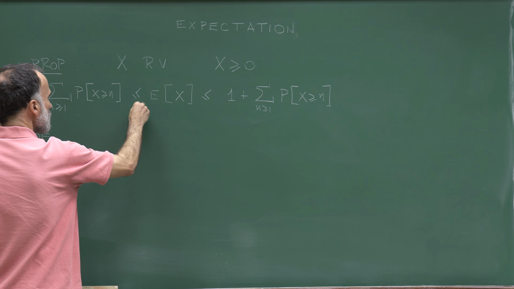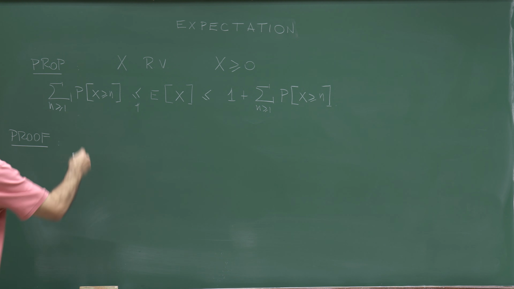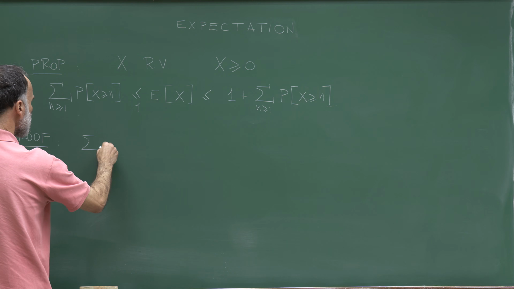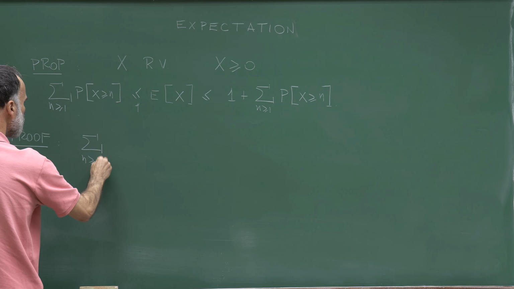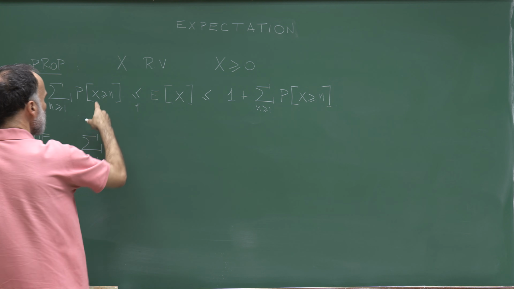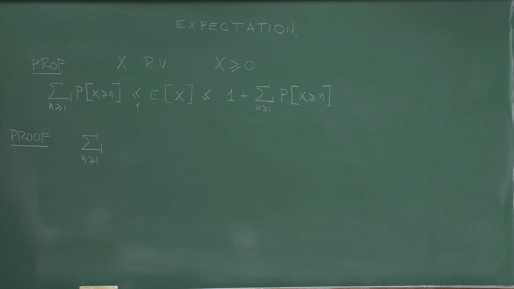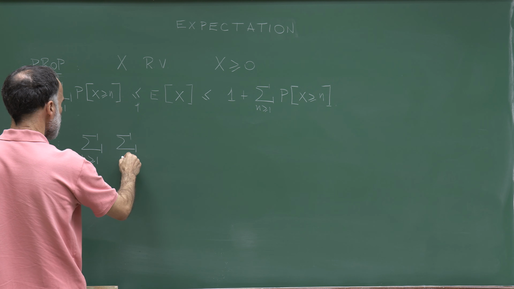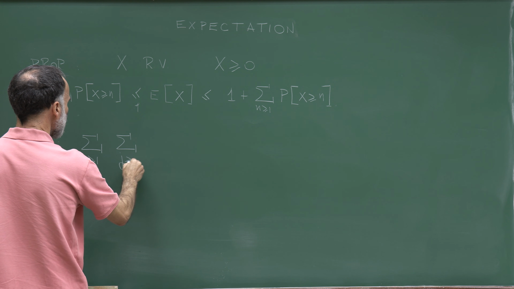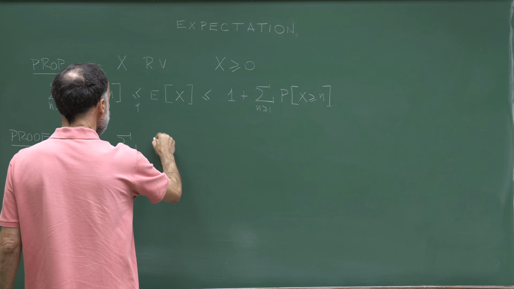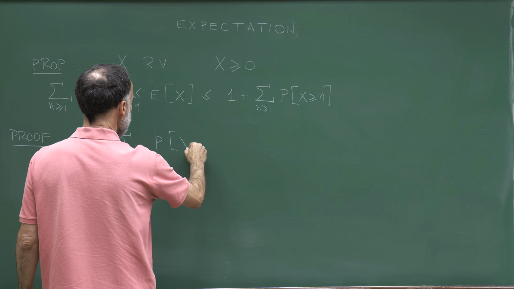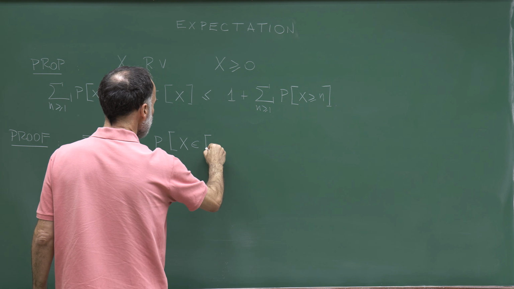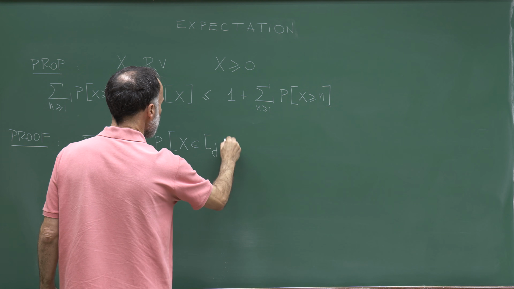So let me first prove this inequality, and to prove that inequality, let me start by considering this sum. So I have here a sum of the probability that x is larger or equal than n. Well, if x is larger or equal than n, I want to write this as a sum for j larger than n of the probability that x belongs to the interval [j, j+1).